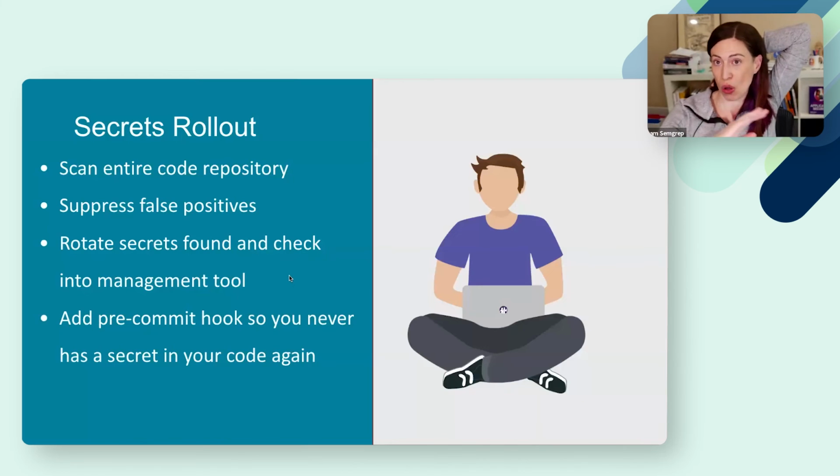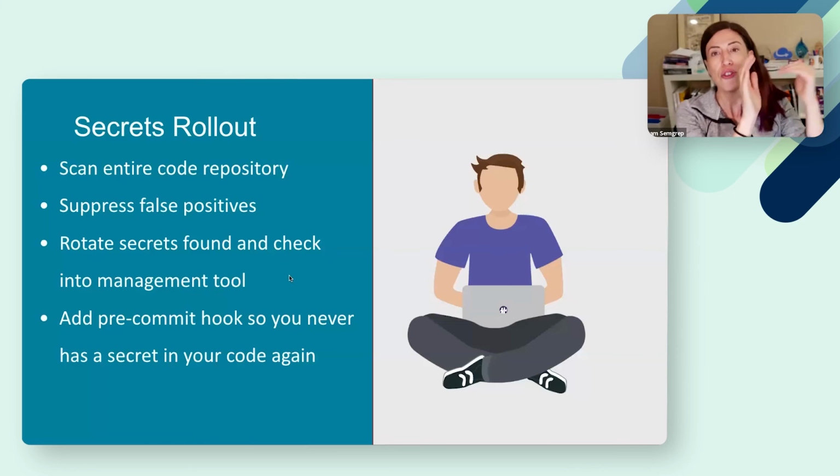Once you've got all the secrets, you've rotated them, you've checked them all into the secret management tool, and you're accessing them programmatically, then I like to add a pre-commit hook. So as you check your code into the code repository, it checks for secrets in the bit of code you changed. And if you added one, it stops you.